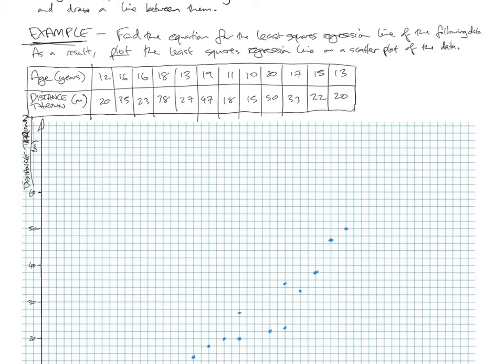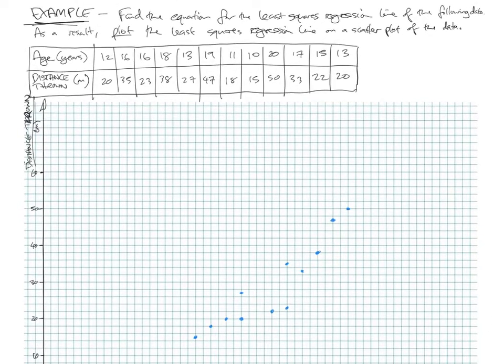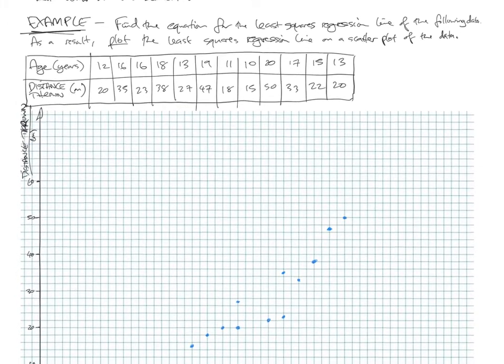So here's an example. This is familiar. I'm just using the same example over and over with these different methods of drawing a line. Find the equation for the least squares regression line of the following data. As a result, plot the least squares regression line in a scatter plot of the data. So this is the age and the discus thrown distance from previously. I've already got the data in, I've already drawn the scatter plot. So this new process is actually finding the equation of the least squares regression line.